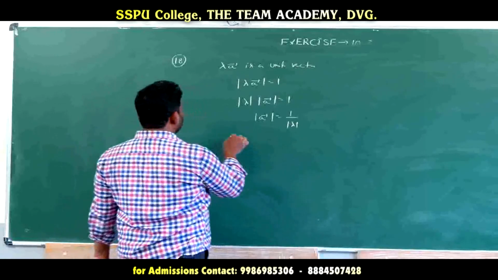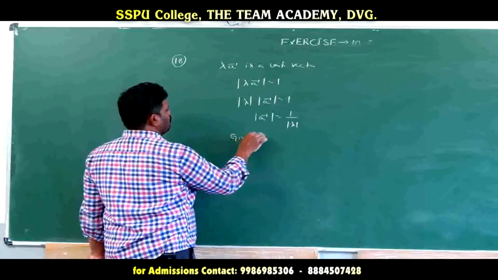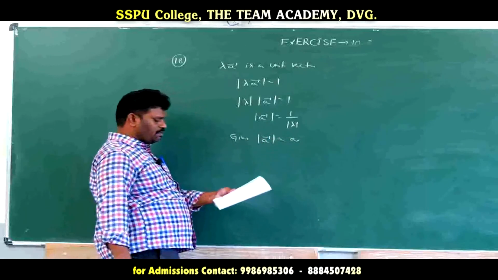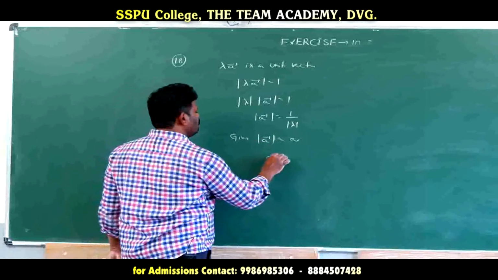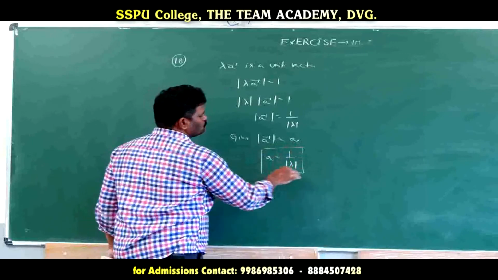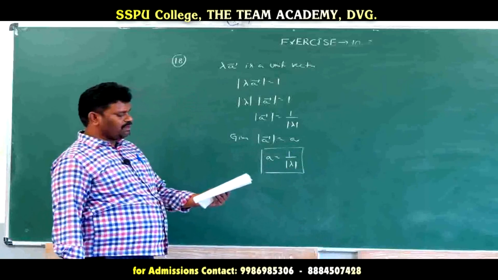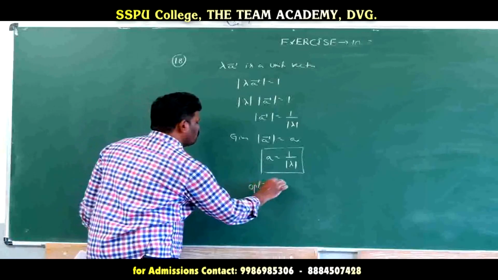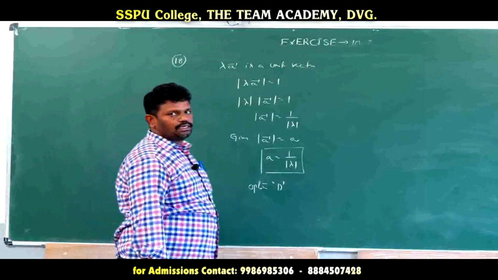But it is given that A bar is a vector of magnitude A, so the magnitude of A bar is equal to A. Therefore, A is equal to 1 by magnitude of lambda. So this is the option: A is equal to 1 by magnitude of lambda. Option D is correct. Here, Option D is the correct option.